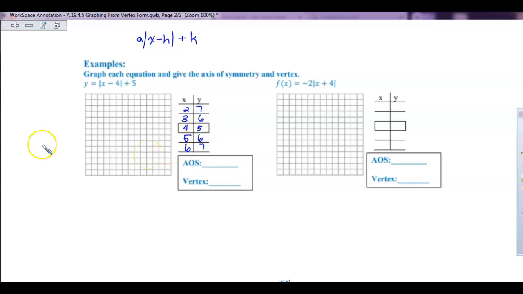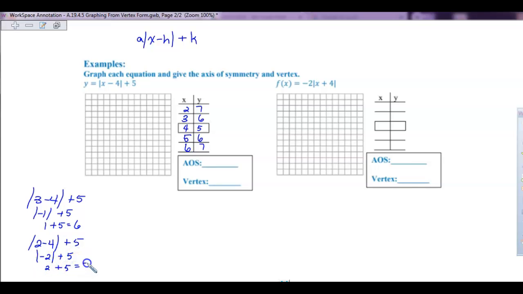And then I was able to just plug in numbers on both sides, so I started with the 3, and so I had 3 minus 4 inside absolute values plus 5. Well, this is -1, and the absolute value of -1 is +1, so I get 1 plus 5, and that gave me 6. And then I plugged in 2, so I have 2 minus 4 plus 5. So 2 minus 4 is -2. Absolute value of -2 is +2, and so 2 plus 5 is 7, and so that gave me my 7. And then I did the same for 5 and for 6, and this is what I came up with.